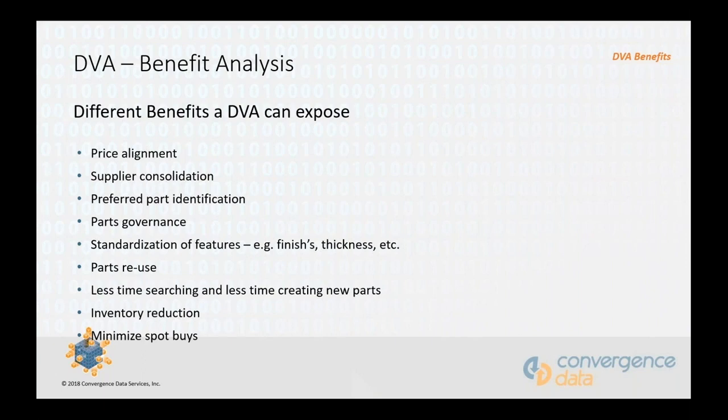And with this good data, engineers can reuse parts and stop creating unnecessary parts. They can also spend a lot less time looking for parts or creating parts, because with this data they can easily find them. And then the downstream benefits are obviously inventory reduction, and we can minimize things like spot buys.